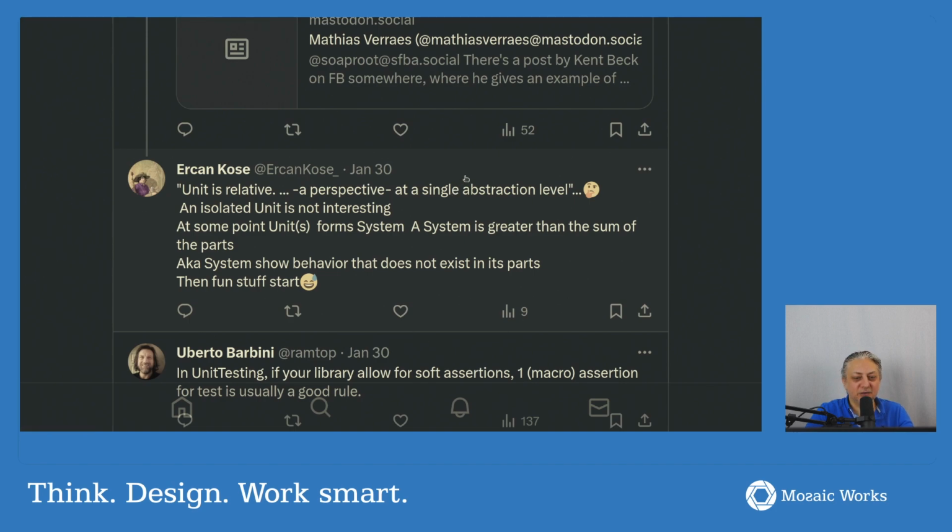An isolated unit is not interesting at some point in its system. A system is greater than the sum of the parts, aka systems show behavior that does not exist in their parts, then fun stuff starts. I don't fully agree with this.